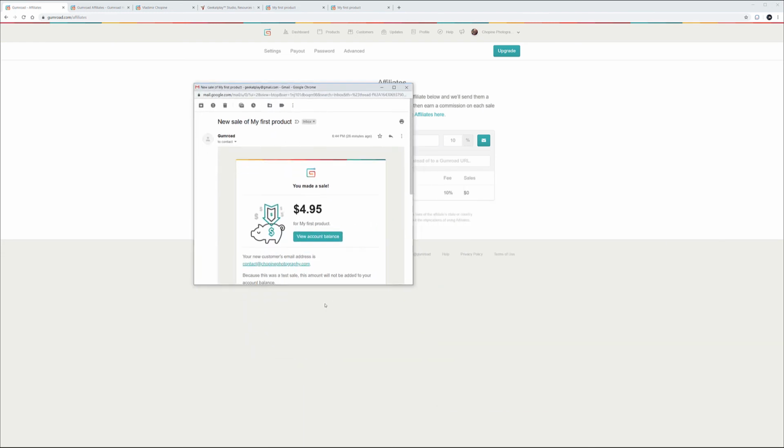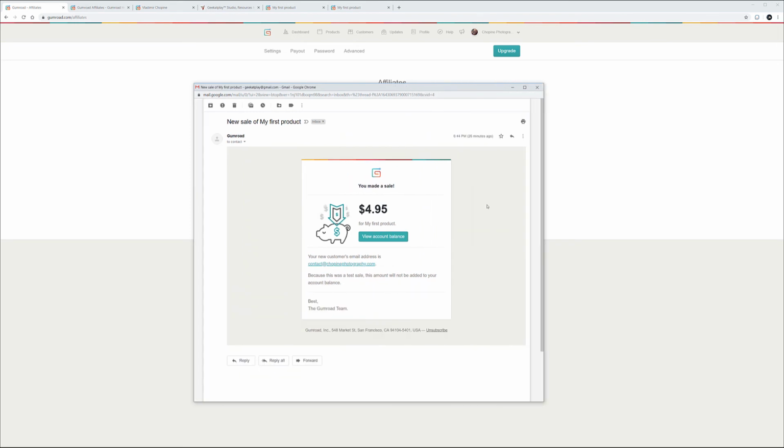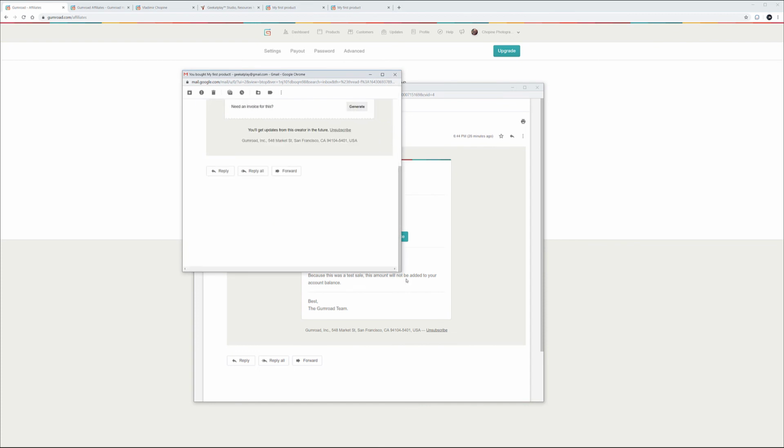When people are buying, this is the email you'll receive when you sell your product, and it'll tell you how much it sold for. It does not display fees or anything, so remember you will pay some fees from this. And of course the customers, when they purchase, will receive this email.